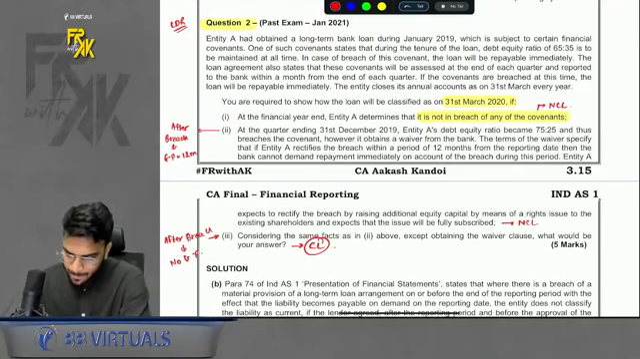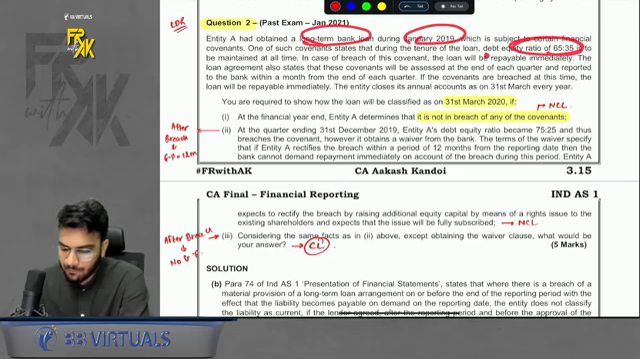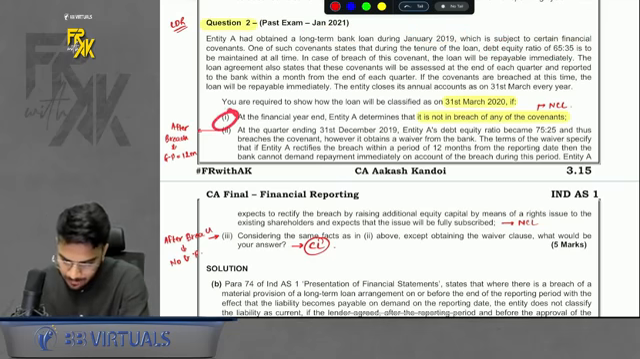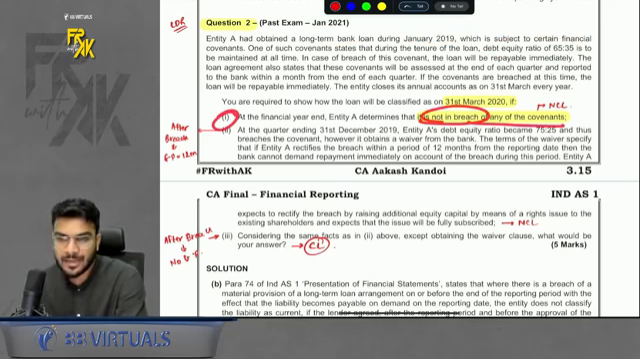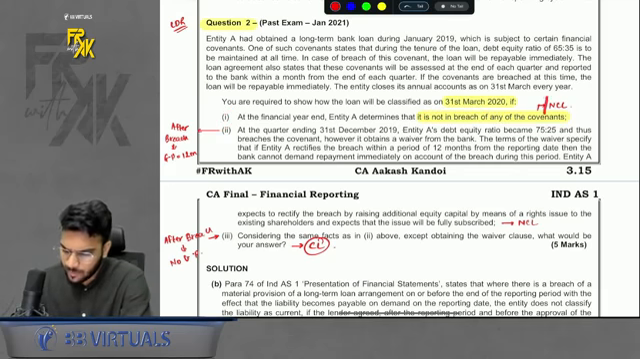Done. Then there is question number 2, a very good question. Just have a look at it. It says that we took a long-term loan, but there is a condition to maintain a debt equity ratio. Let's say case number 1: we are not in breach of any covenant. If we did not breach, then the loan will be non-current.